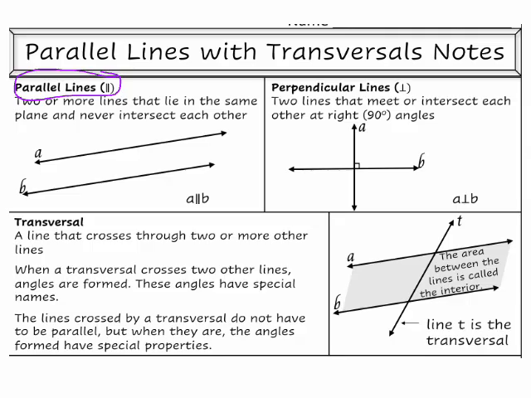There are two lines that lie in the same plane, but they will never cross each other. They have the same slope, remember, on the coordinate plane. Perpendicular lines, however, are lines that will intersect at 90-degree angles. So a transversal is a line that crosses through two or more other lines. If you look at the drawing here, line T is a transversal that cuts through lines A and B. Okay, so a transversal is actually a line that cuts through two or more other lines.